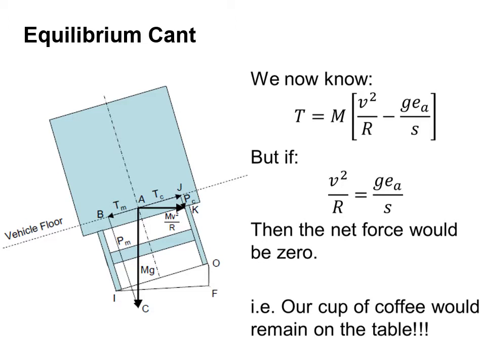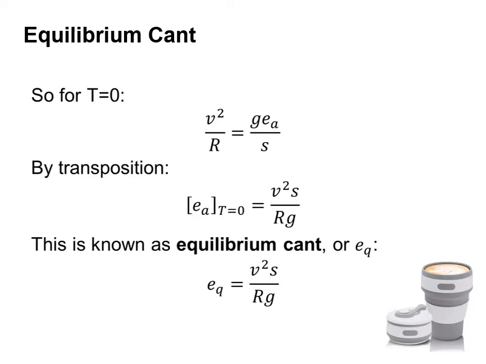But if V squared over R equals gravity times the cant divided by the distance between the centres, then the net force would be zero, i.e. our cup of coffee is going to stay on the table. So for the net force on the floor, T, to equal zero, the component V squared over R must equal gravity times the cant divided by the distance between the wheels, and by transposition we can get what's known as the equilibrium cant. So consider this as a cant that ensures that your coffee sits on the table.